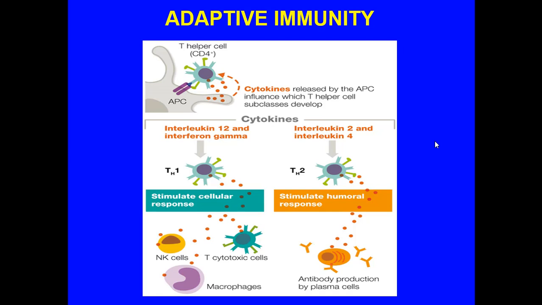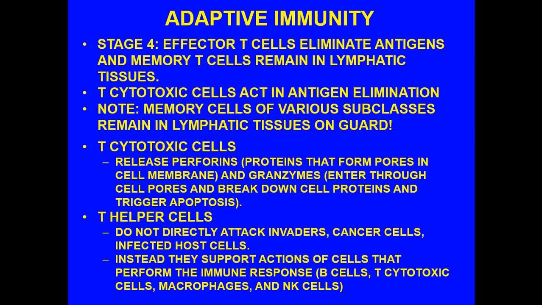Okay? Just to say that interleukin-12, interferon gamma, they will stimulate cellular responses. That allows you to get revved up, not just merely macrophages and T cytotoxic, but also NK cells. Interleukin-2 and interleukin-4 play a role in stimulating the humoral responses because you're going to act on T helper cell type 2, and that's going to rev up antibody production by the plasma cells. That is a group of B cells.